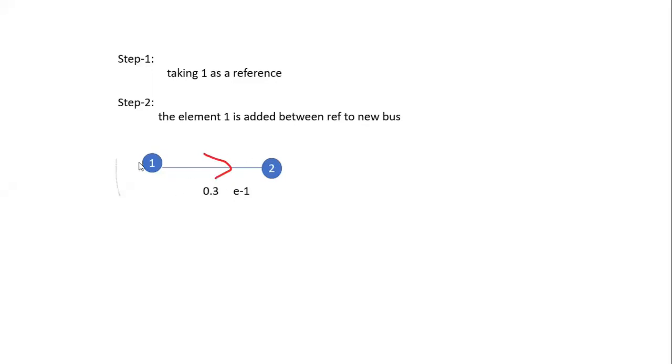The element 1 is connected in between the reference to the new bus. If the element is connected in between the reference to the new bus, then this type of modification is called the type 1 modification. What is the formula for the type 1 modification for the formation of the Z-bus matrix?